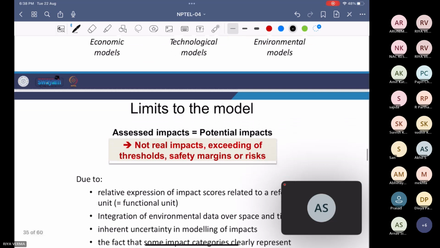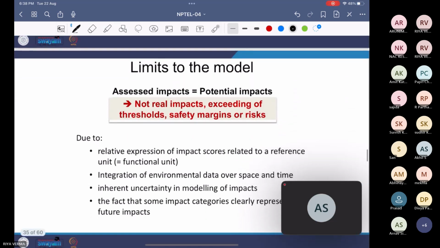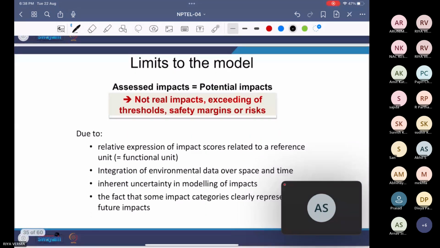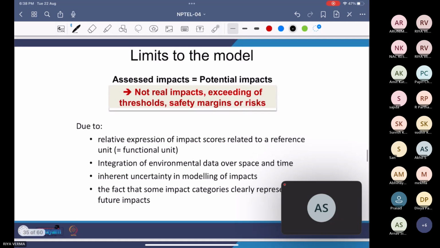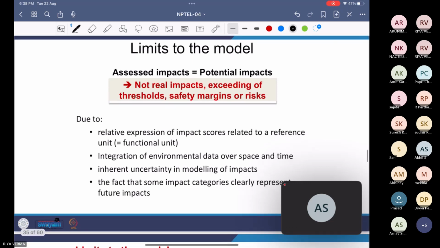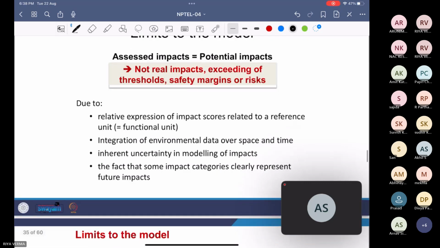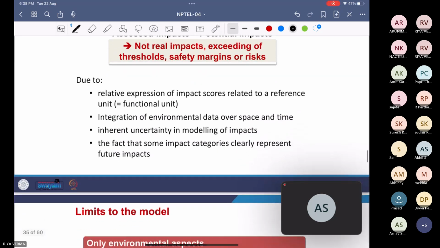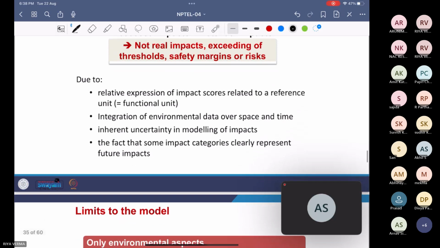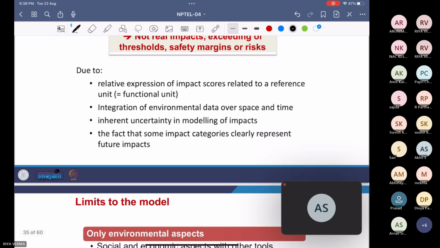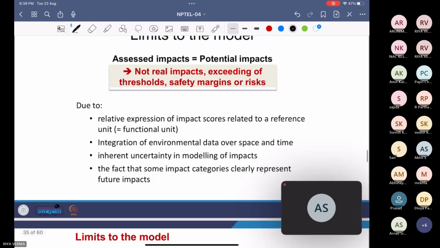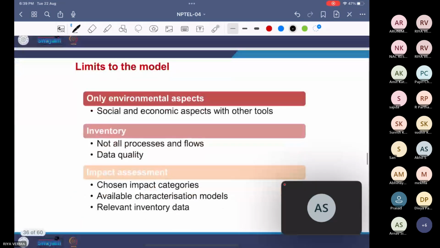And what are the limitations of these models? They do not give real impacts or exceeding of thresholds, or safety margins or risks. These are due to the fact that the relative expression of impact scores is related to a reference unit, known as the functional unit. Then there is the integration of environmental data over space and time, inherent uncertainty in modeling of impacts, and the fact that some impact categories clearly represent future impacts. So these are the limitations of the model.